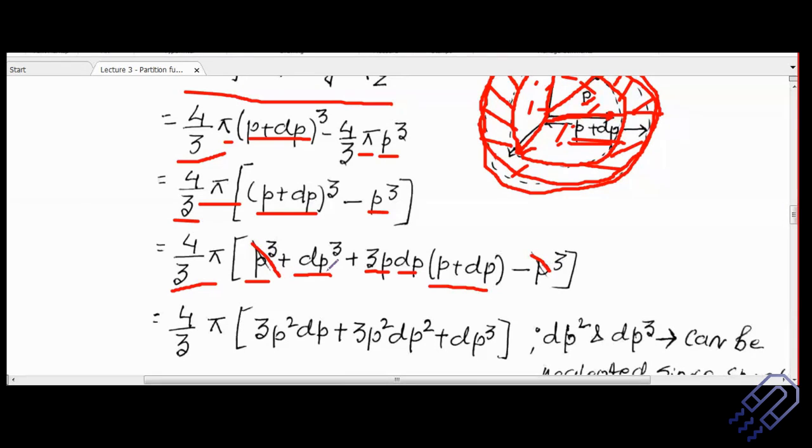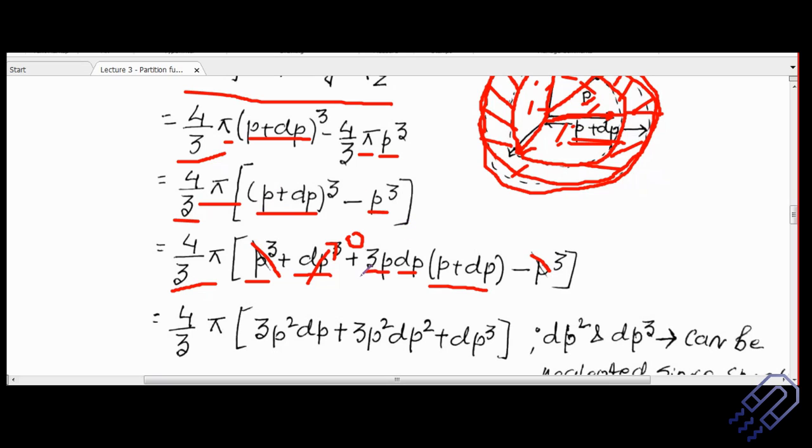Okay, you are left with this term dp cubed. Now this dp cubed can be ignored. This can almost be considered as zero. The reason for that is dp is actually considered to be a very small variation. So if it is a very small variation, we can take the cube of this, and the cube will be even smaller, so we can ignore it.